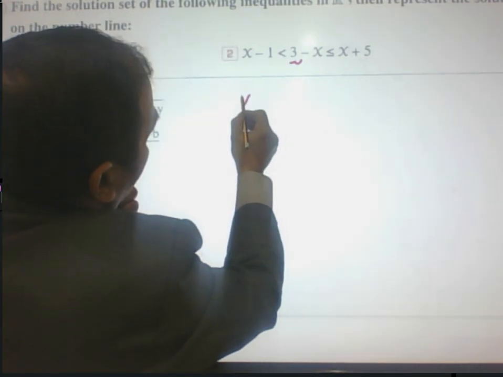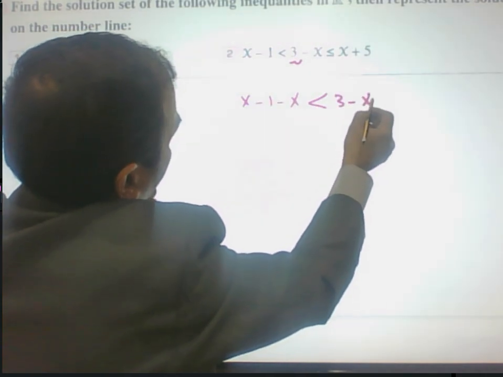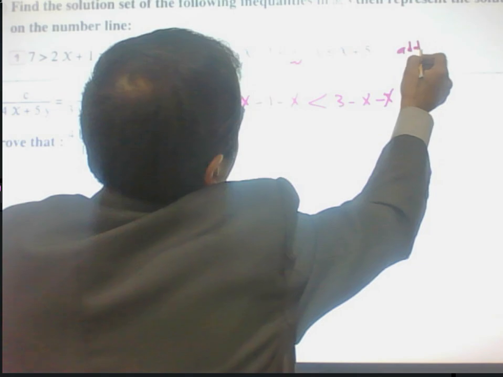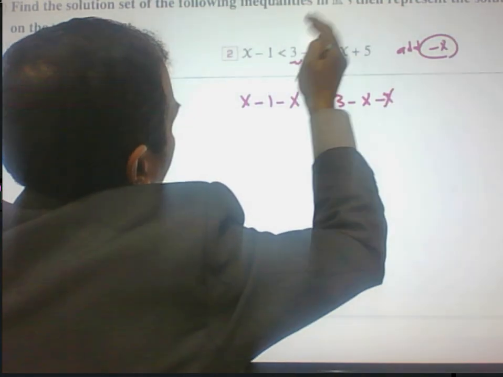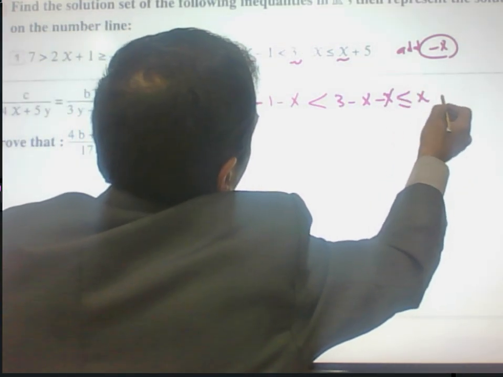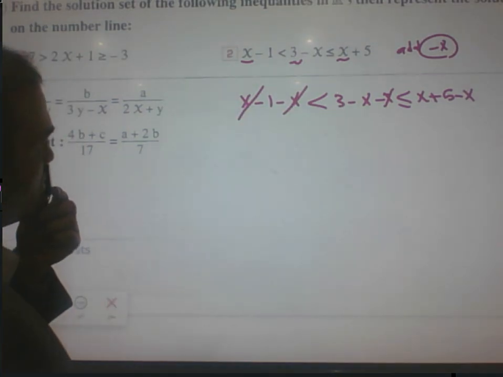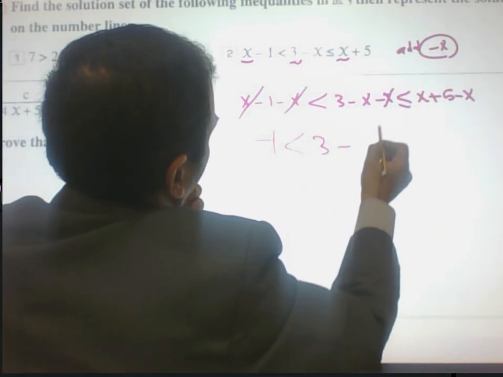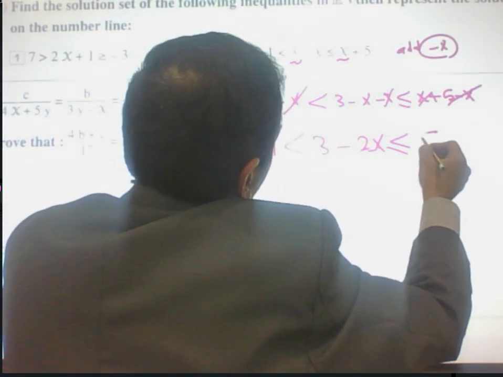First step, we have x minus 1 less than 3 minus x, less than or equal to x plus 5. I will add negative x to the 3 expressions: left hand side, right hand side, and the middle, to cancel x first. Complete with me: less than or equal to x plus 5 minus x. Next step, x minus x equals 0, so the remainder is negative 1, less than 3 minus x minus x, which is negative 2x, less than or equal to x minus x, which cancels, and the result is 5.